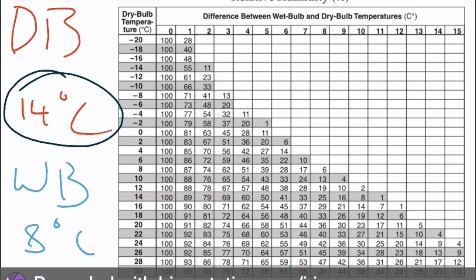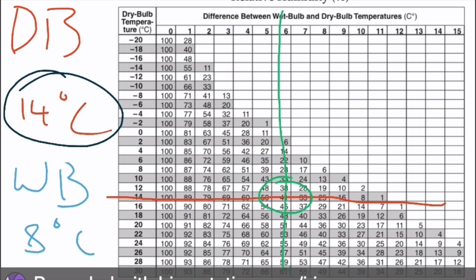If you look at the bottom of the same page, page 12, you'll see another chart that looks very similar. It's the relative humidity chart. The only difference is the numbers are different, and the numbers inside the cells are going to be in percentages as opposed to degrees Celsius. Both charts function the same way though.